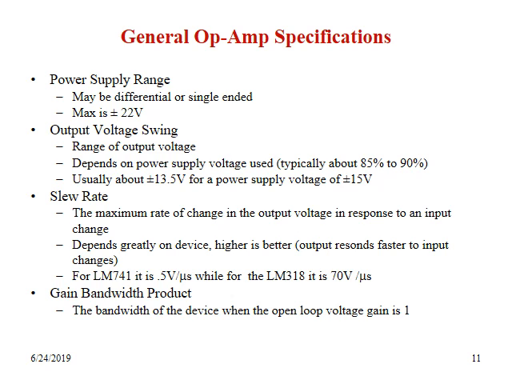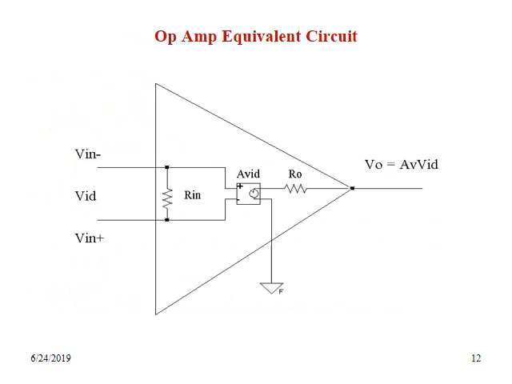Slew rate is another important parameter, which is the maximum rate of change in the output voltage in response to an input change, depending greatly on the device. Higher is better. It means the output response with respect to input is very fast. For 741, the slew rate is 0.5 volts per microsecond, whereas another type of op-amp provides 70 volts per microsecond. That is a very fast op-amp. Another important parameter is the gain bandwidth product. The bandwidth of the device is calculated when the open loop voltage gain is 1.